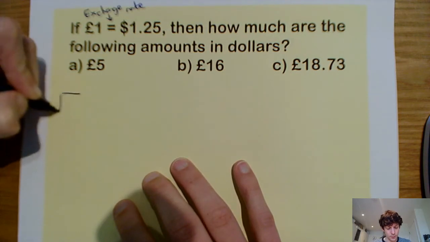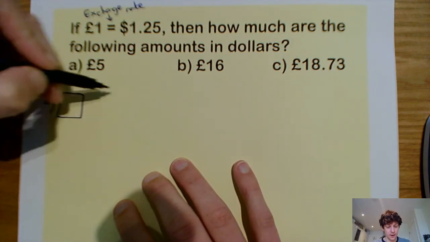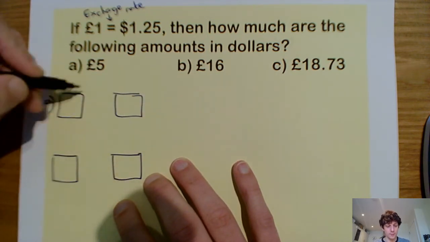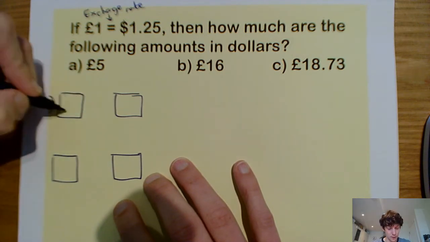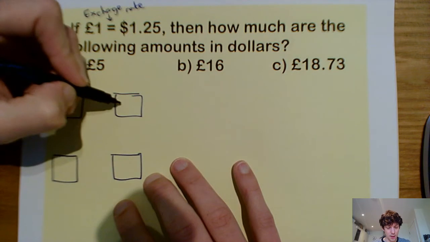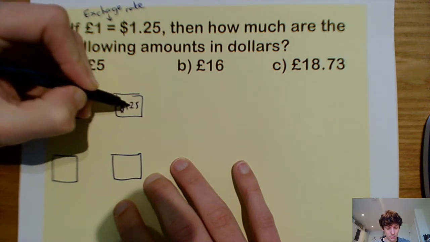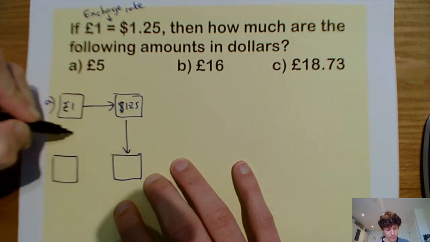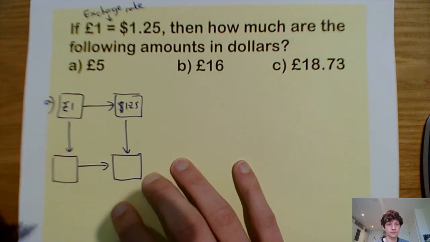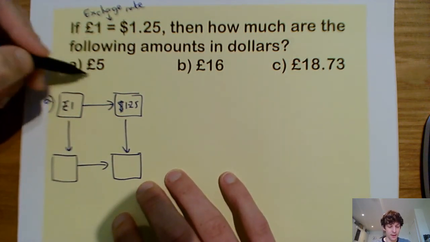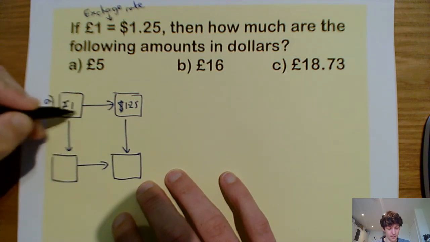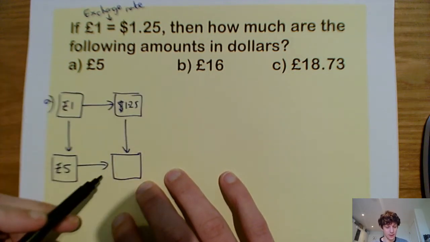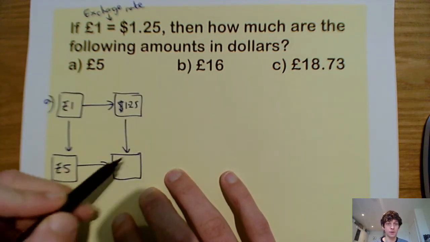So what I'm going to do is do A first, get £5, and draw 4 boxes. Okay, and my first row is to say that £1 is the same as $1.25. And I'm going to draw arrows between all these boxes. And I want to find out how much £5 is. So instead of having £1 here, I want £5. And I want to find out how much that is in dollars, so the amount in this box down here.